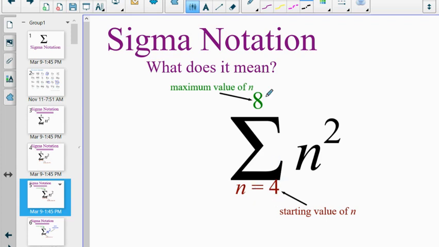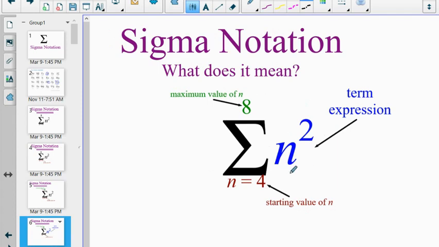So we're going to start at 4, we're going to go to 8, and in sigma notation, we increase it by 1. There's no skipping 5, 10, 2, whatever. We're going to start at 4 and go up to 8. So we're going to have n equals 4, then 5, then 6, then 7, then 8, and then we stop. And what we're doing with those numbers, 4, 5, 6, 7, and 8, is we're plugging them into the term expression. That's what we see showing up over here. And this just tells you what n is doing. So I read this as the sum of n squared as n goes from 4 to 8.